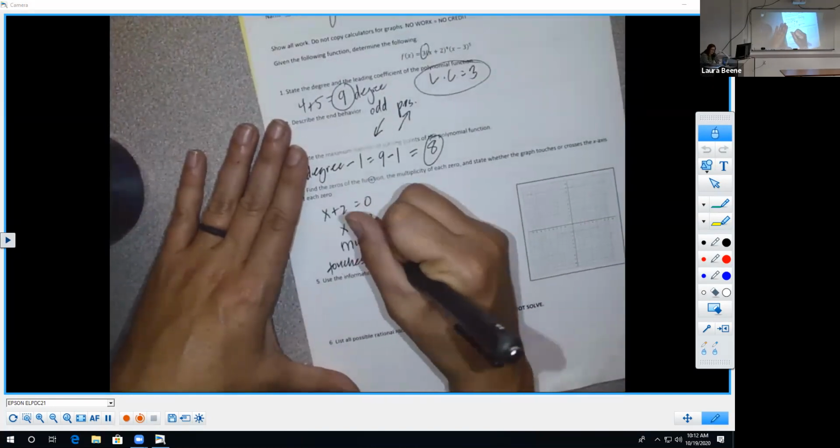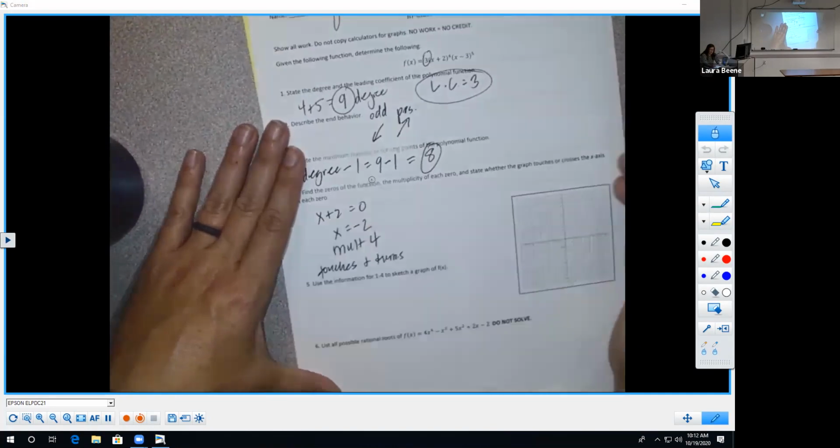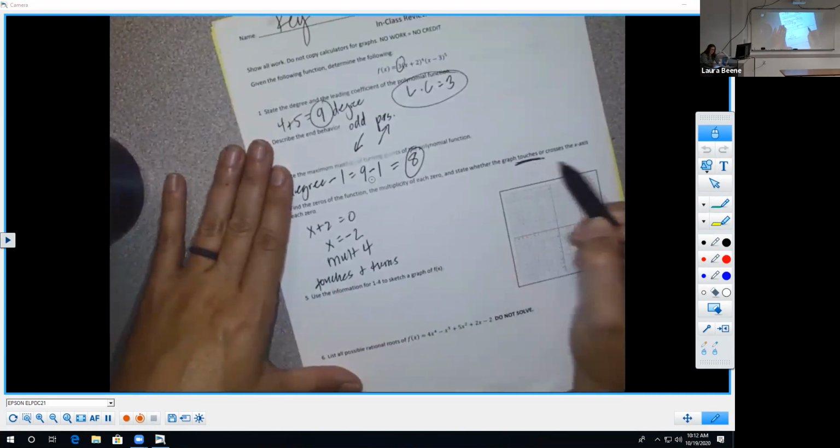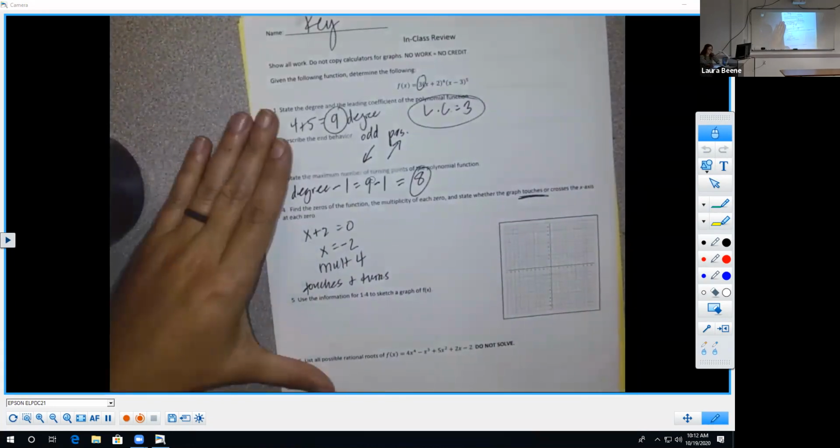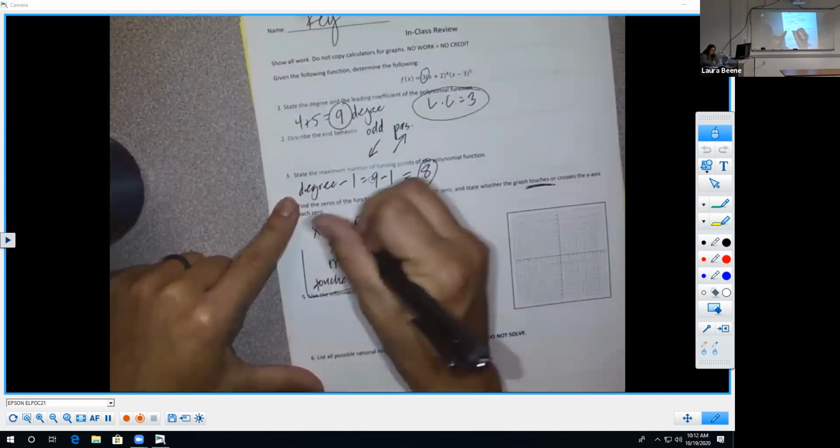You could say that a different way. Or you could just say touches. You could say bounces. I don't really care what you say, just as long as you know that it's not actually going through the x-axis there. So that is half of my answer here.